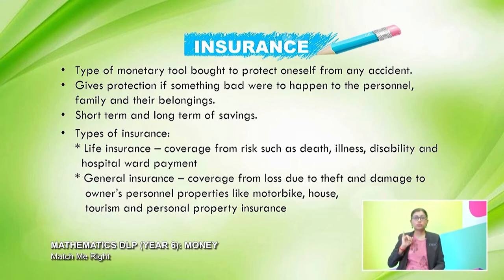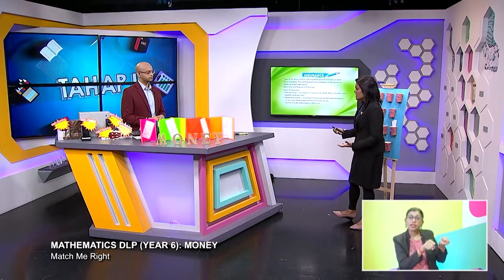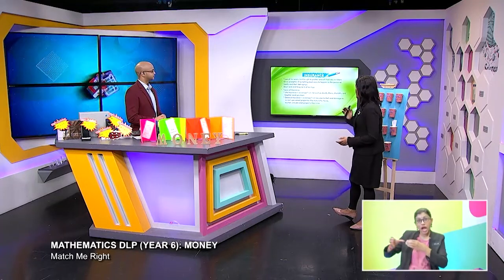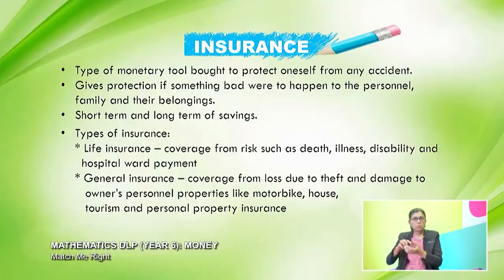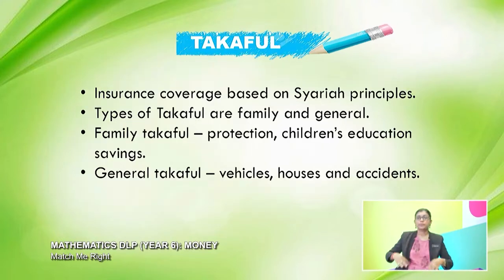accident, and also gives protection if something bad were to happen to the person, like what? Maybe incidents like accidents, sickness, not only for the person but also for the family and their belongings, that means their goods. It could be short term and long term savings. We have two types of insurance: life insurance and general insurance. General insurance covers properties like motorbike, house, tourism, and personal properties. Do you understand? Yes, teacher.